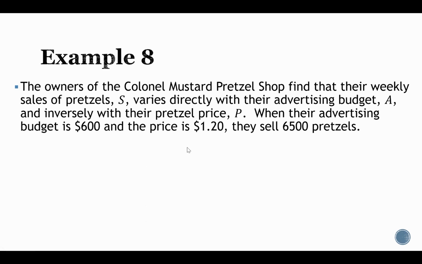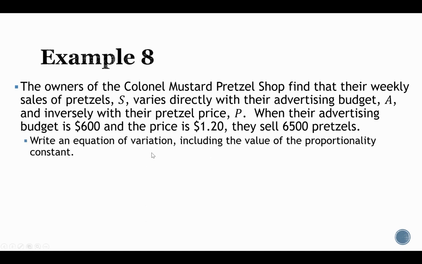If you're going into business at all, or if you're looking to be an entrepreneur of some kind, this would be a good piece of information to have. So we're going to write an equation of variation, including the value of the proportionality constant. That, as I said, is S equals KA over P. Direct variation with the A, advertising budget, and inverse variation with the P, pretzel price.